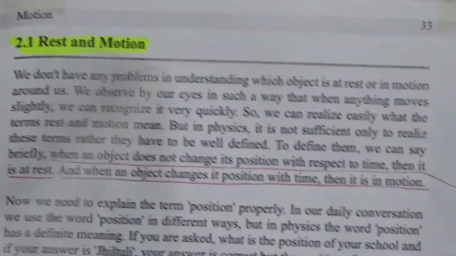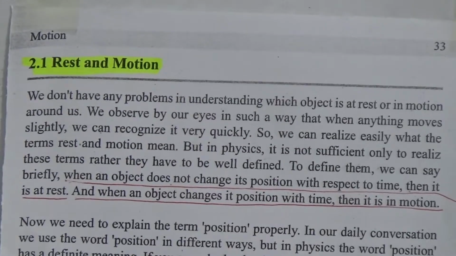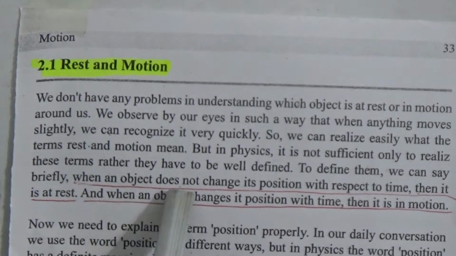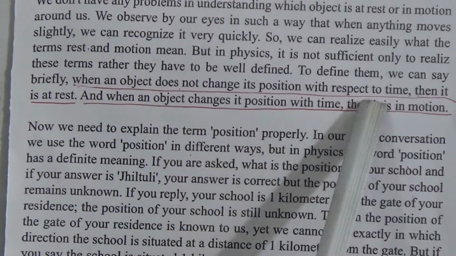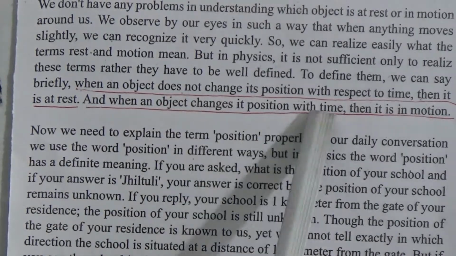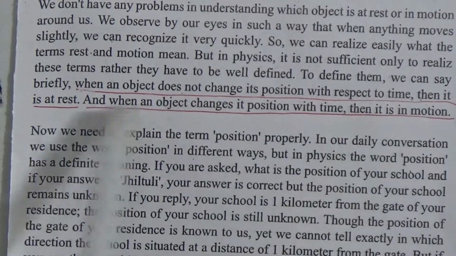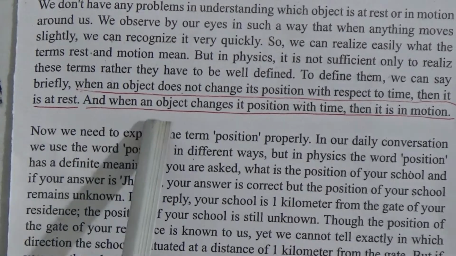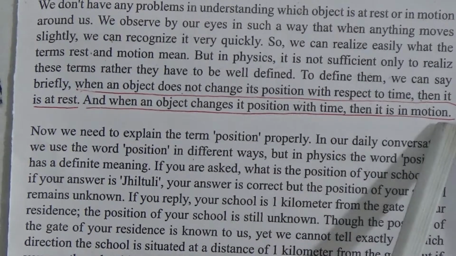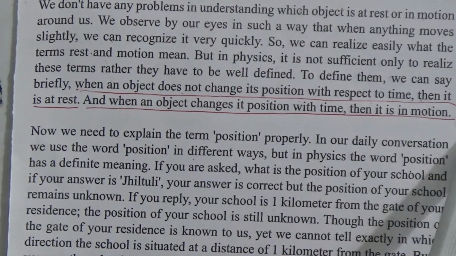Our first topic is rest and motion. Now we can define: when an object does not change its position with respect to time, then it is at rest. And when an object changes its position with time, then it is in motion.